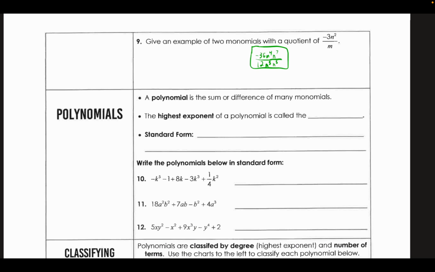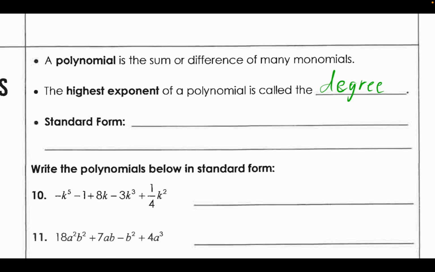Let's talk about polynomials now. So the prefix poly just means many. So monomial, mono means one, polynomial means many. So many terms here. So it's the sum or difference of many monomials. So it's a bunch of individual monomials added or subtracted together. And the highest exponent of a monomial is called the degree. Similar to like the temperature is measured in degrees, that same degree, as far as spelling and pronunciation, all that. We don't use a degree symbol though, that little tiny circle.